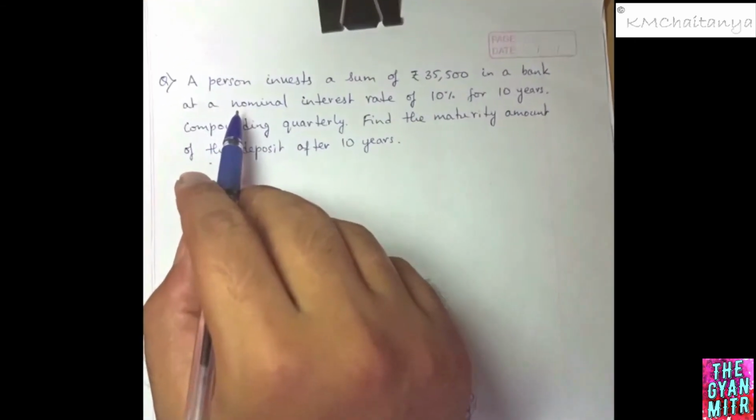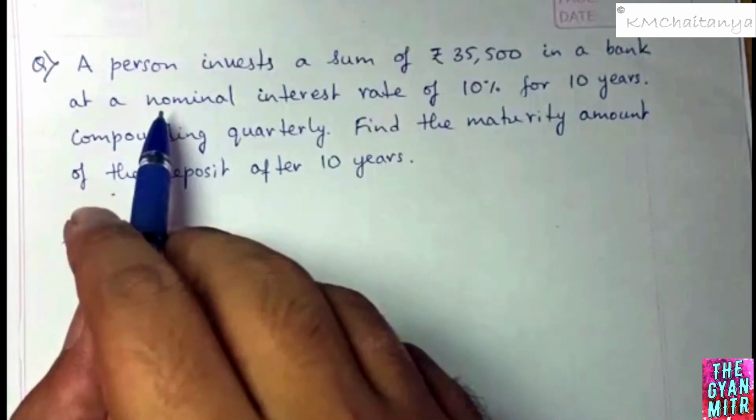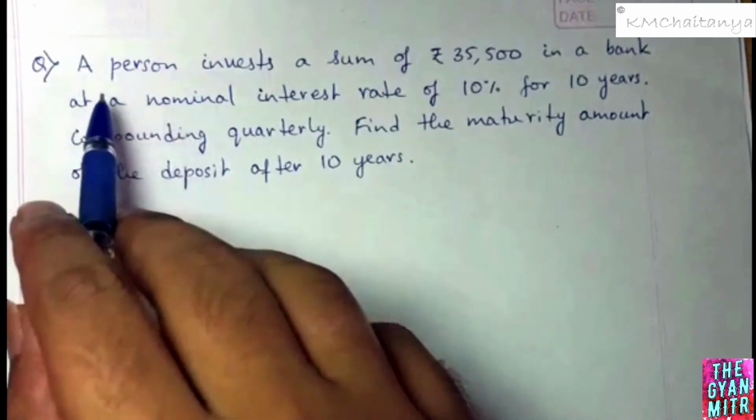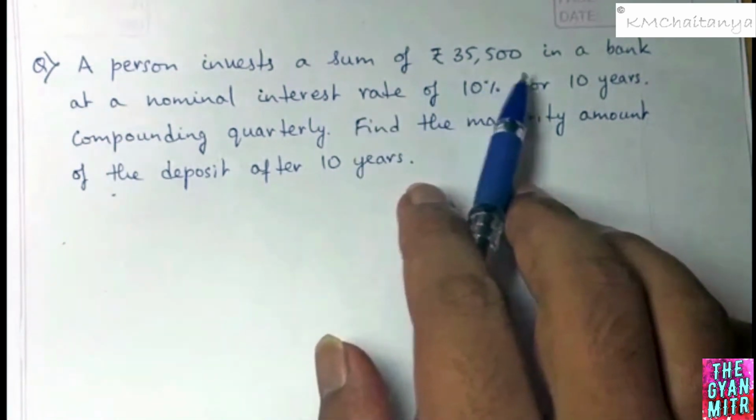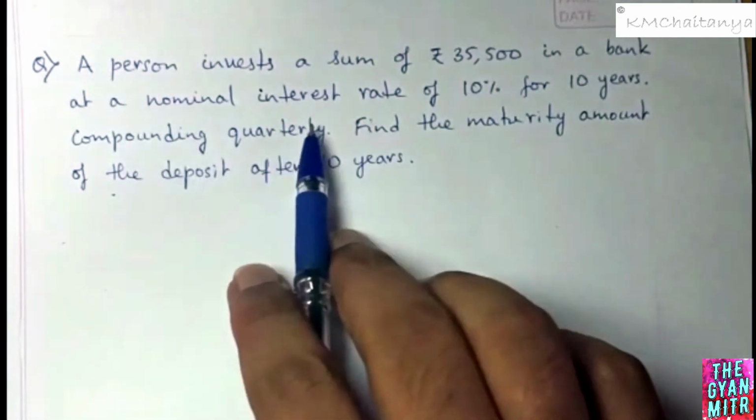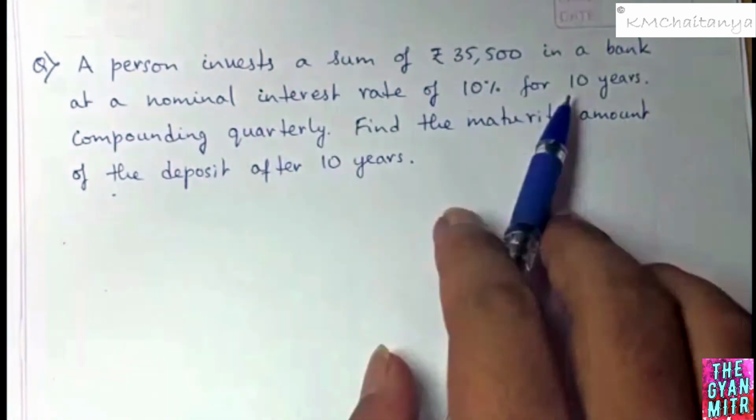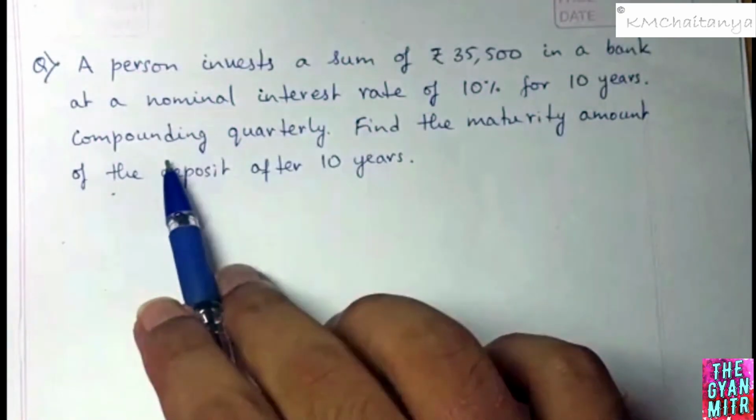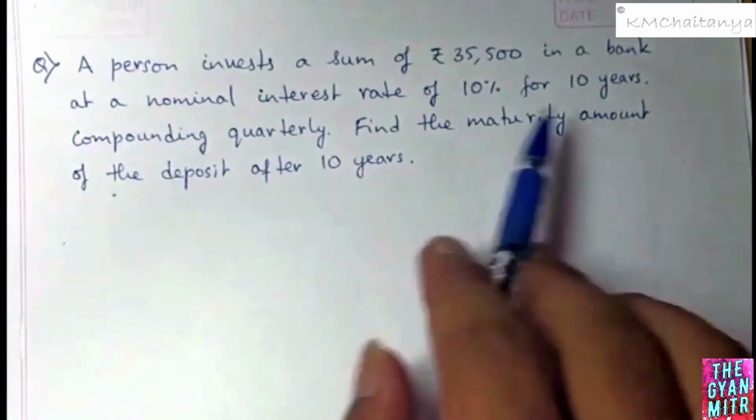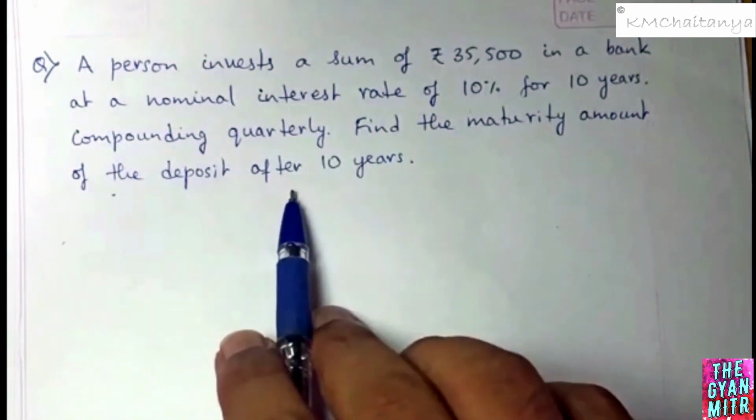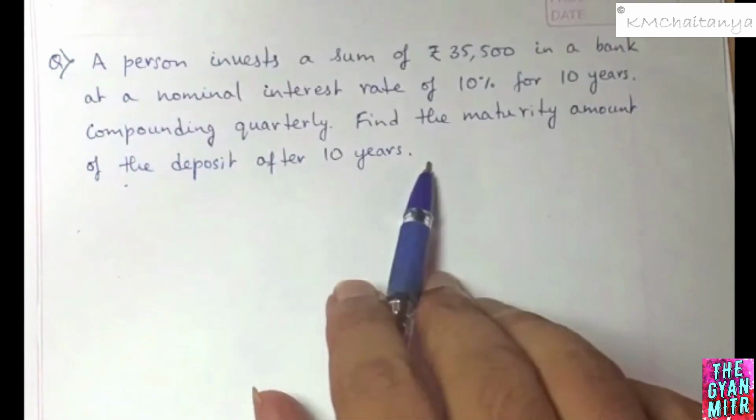Now we'll solve one more problem on effective and nominal interest rate. A person invests a sum of rupees 35,500 in a bank at a nominal interest rate of 10% for 10 years, which is compounding quarterly. Find the maturity amount of the deposit after 10 years.